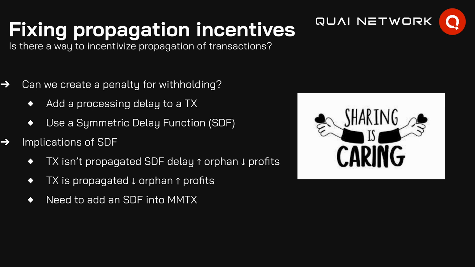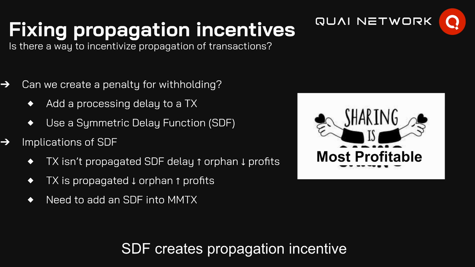If a TX is propagated, however, my orphan rate will decrease and my profits will increase. So the implication here is that we need to add an SDF into an MMTX. So instead of sharing transactions being caring, it would make sharing transactions most profitable. So an SDF creates a propagation incentive, which aligns miner profitability with cooperatively propagating transactions.